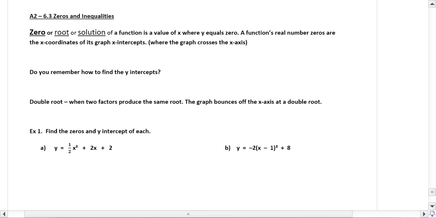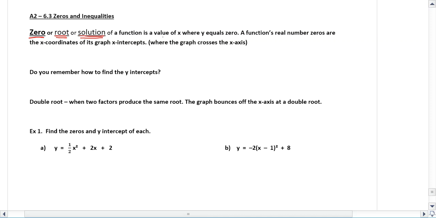This video is for Algebra 2, Chapter 6, Section 3, Zeros and Inequalities. So there are kind of two parts to this section. First, define the term zero. When we talk about a zero of an equation, or in this case a quadratic, another word for that is a root, a solution. When you're looking for the two answers, all of these terms mean zero.